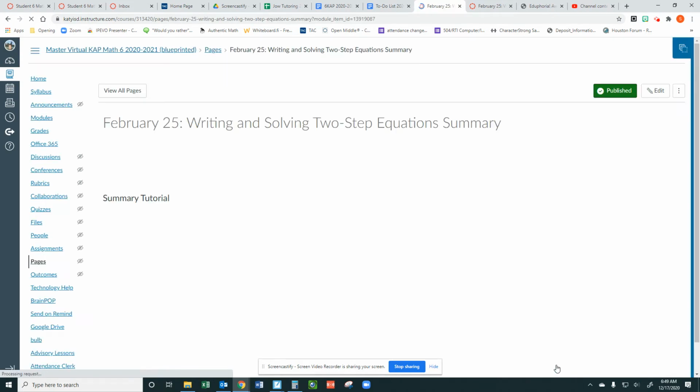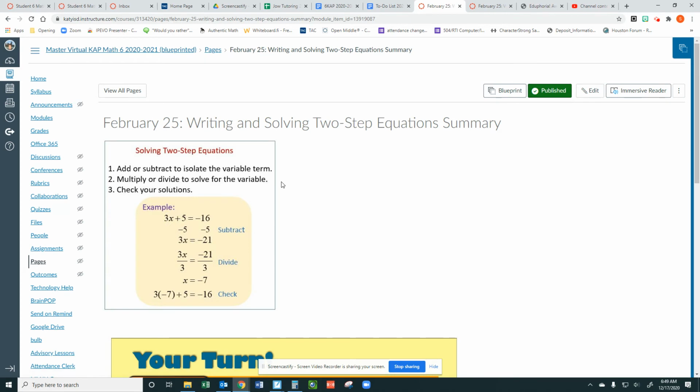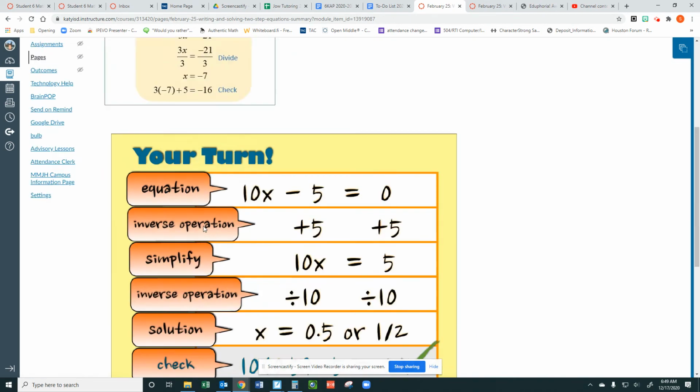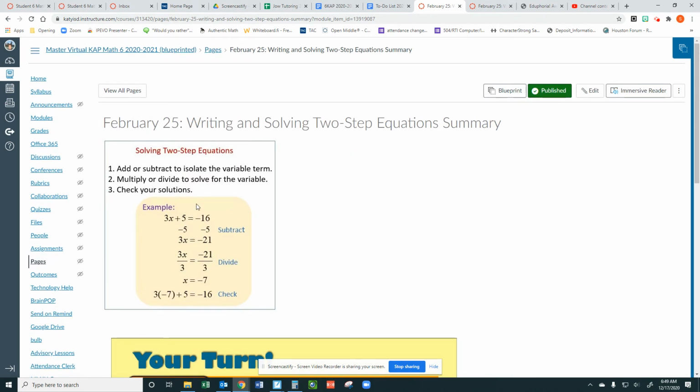Click next. Here is our summary tutorial video right here. And this is what we are learning again. The way I do it is I circle the equal sign because this left side is equal to the right side. So it's 3x plus 5 equals negative 16. I covered the variable so I can know what do I need to get rid of.